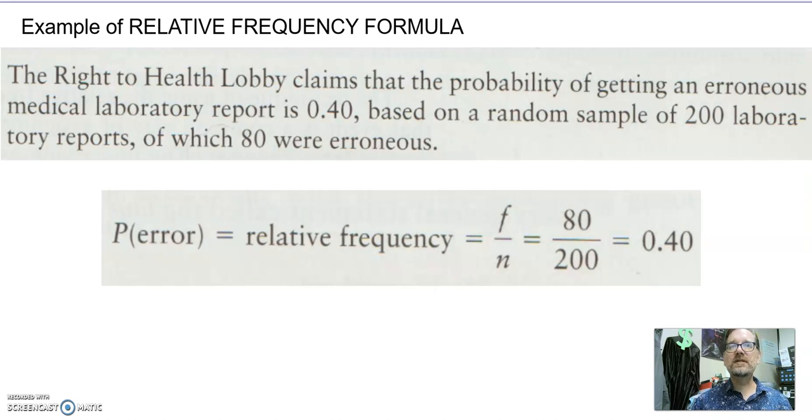And then relative frequency. The probability of getting an erroneous medical lab report is 0.4. So if we do 200 labs and there are 80 errors, what is that probability? So how many errors did I get? Because that's what we're looking for: errors divided by how many lab reports there are. So the probability of an error, not the probability of correct, the probability of an error is this.